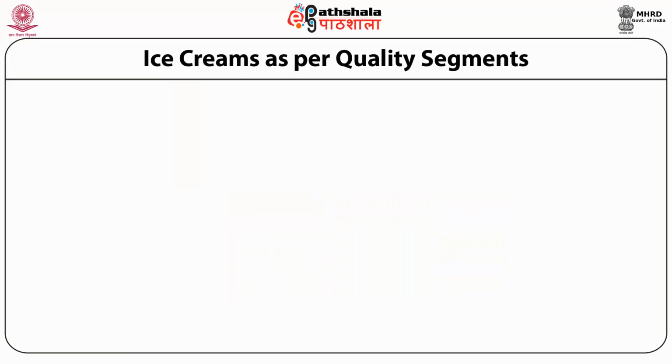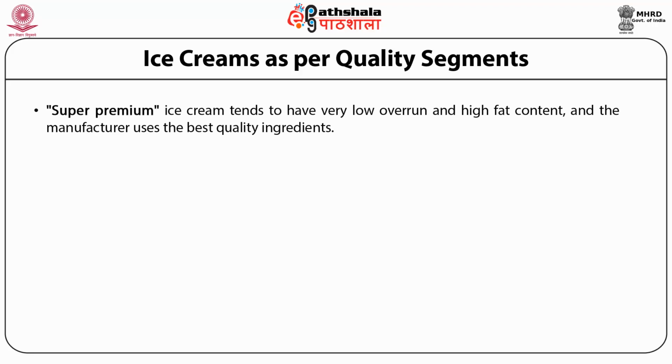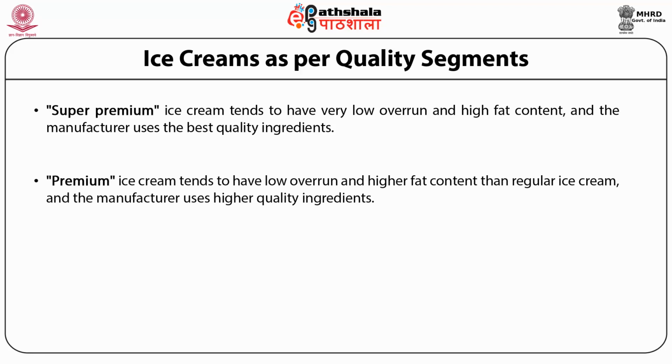Now we come to different types of ice cream which are available in the market. In the market, ice creams are available with different tags like super premium, premium, regular, and economy. Let me explain what these terms mean. Super premium ice cream has very low overrun and high fat content. These ice creams are made with the best quality ingredients. Premium ice creams also have a low overrun and higher fat content than regular ice cream, but lower quality ingredients than super premium ice cream.